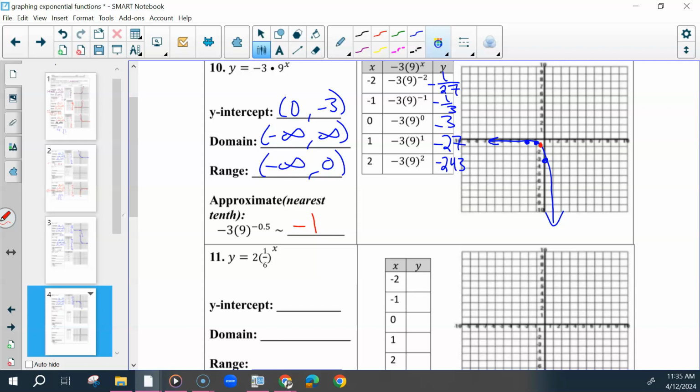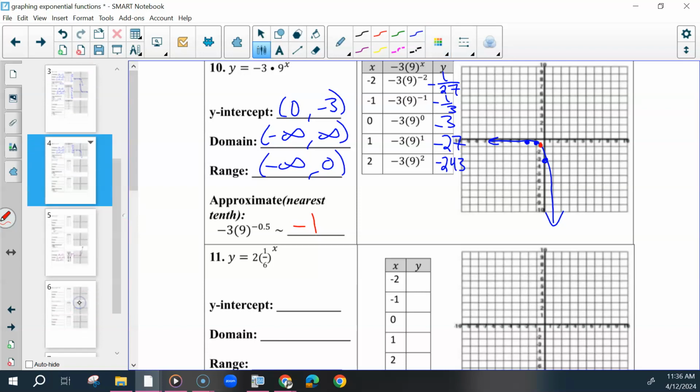That was 10. Alright, we're going to skip a few pages. Find 15. Question 15 or page 15? Question 15.